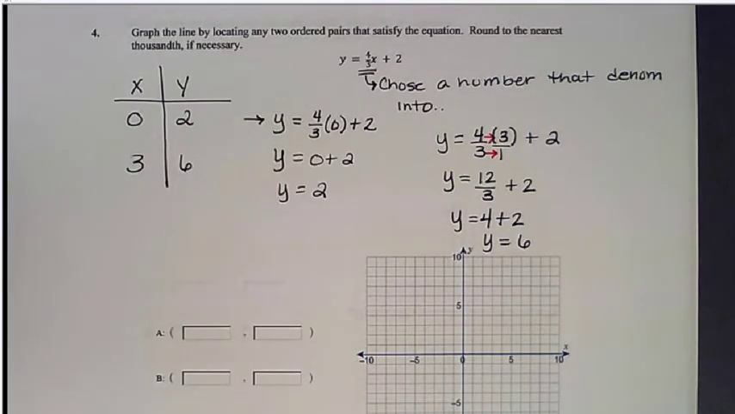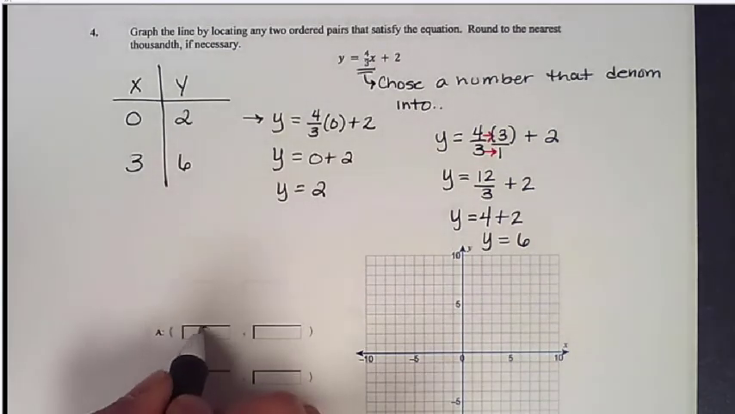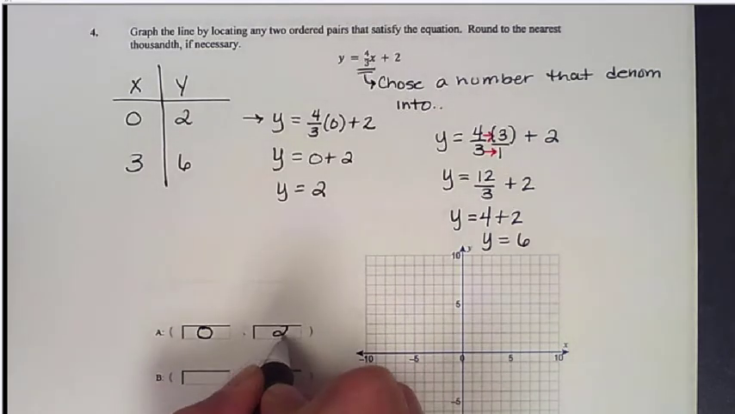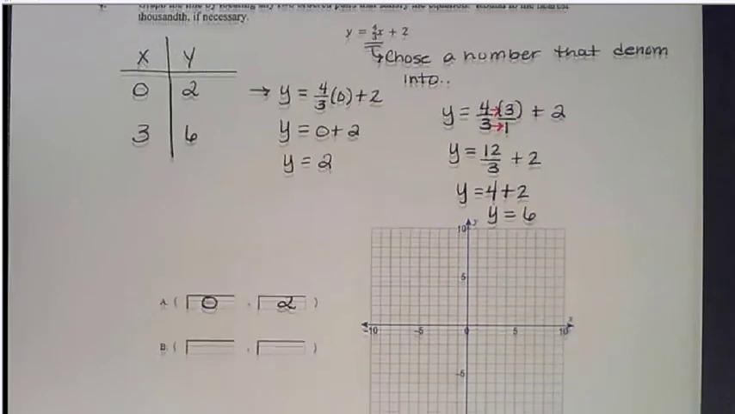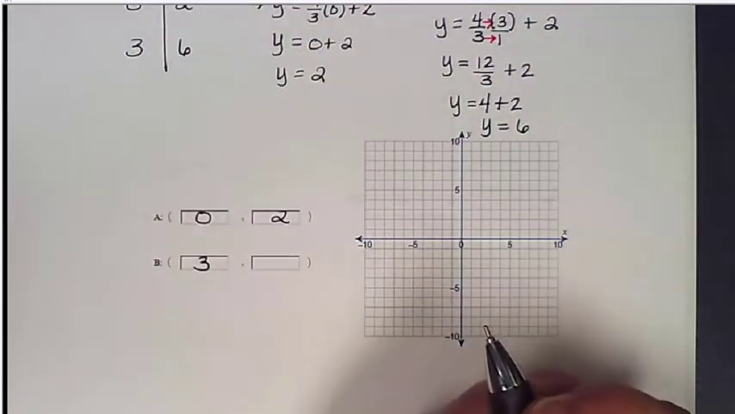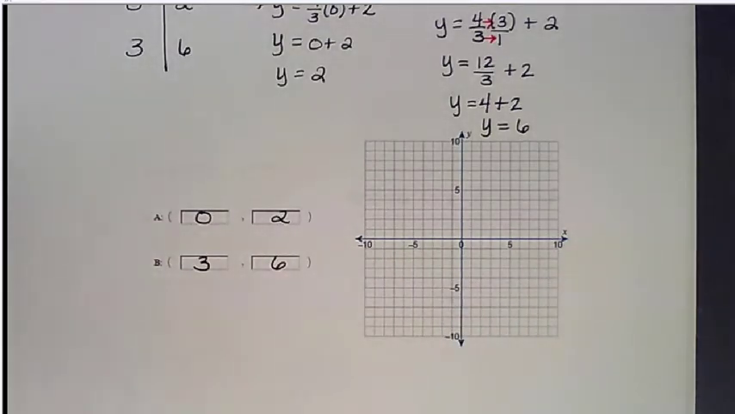Okay, so by choosing the denominator of that fraction, it makes it a whole lot easier to do the arithmetic to find your corresponding y value. So again, we picked x to be 0. We found y to be 2. We picked x to be 3. And we found that y was 6.